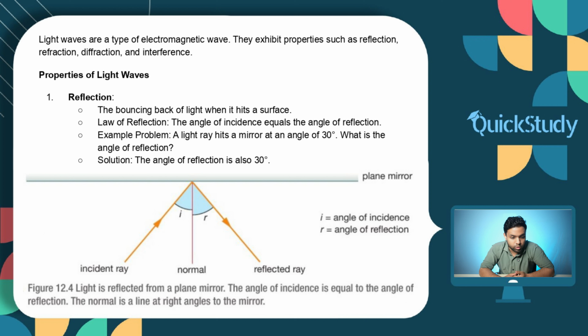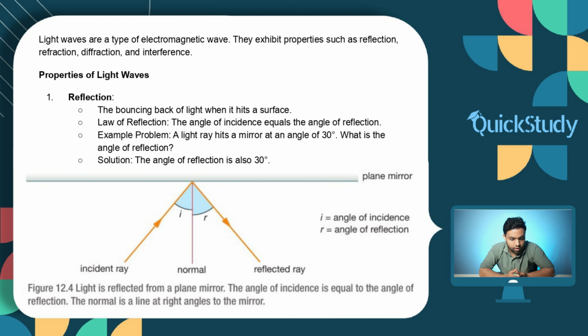So the first one would be reflection. The bouncing back of light when it hits a surface is known as reflection. We already know about the law of reflection, which is that the angle of incidence equals the angle of reflection. Let's look at a problem. A light ray hits a mirror at an angle of 30 degrees. What would be the angle of reflection? As the angle of incidence is equal to the angle of reflection, it would also be 30 degrees.